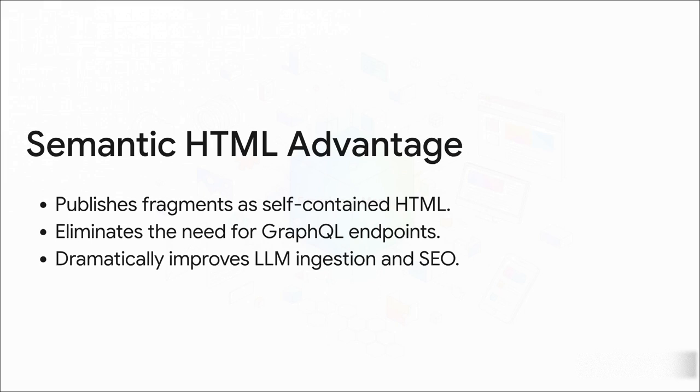Think about it. Previously, when you published a fragment to Edge delivery services, you were really only embedding a reference. The actual page just had a pointer to the data. You had to manage complex GraphQL endpoints and create completely separate blocks just to fetch the data. Now, AEM publishes the fragment as self-contained semantic HTML directly to the Edge. The content is actually there in the source code. This eliminates a massive amount of architectural overhead.